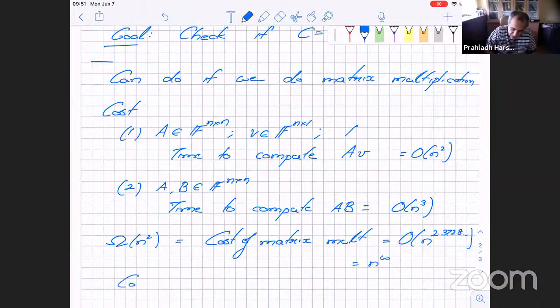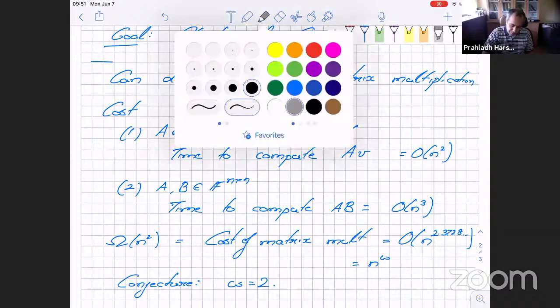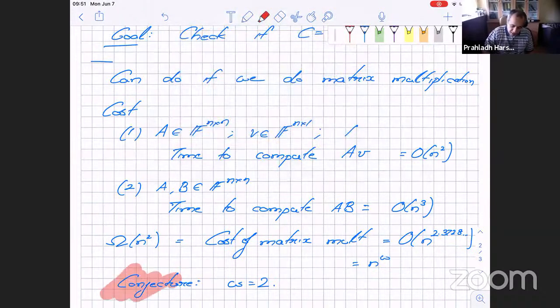A conjecture is that omega is 2. That is, you can do matrix multiplication in n square time. That conjecture has been floating around for a while, and the exponent has been steadily coming down, with active work on this.